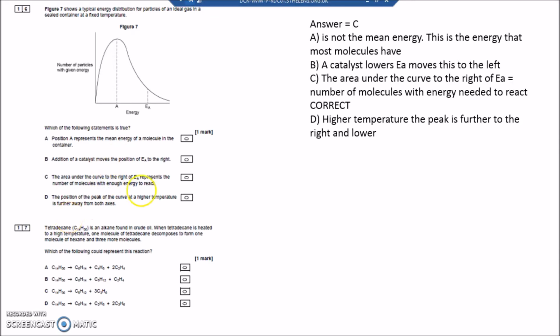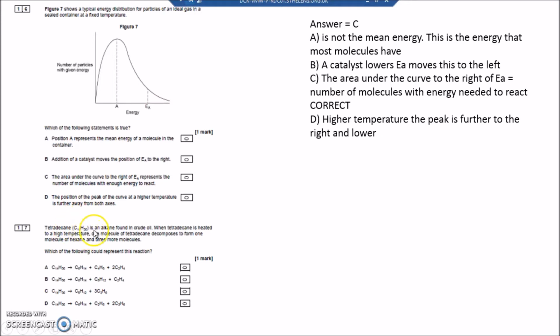The area underneath the curve to the right of the activation energy represents the number of molecules with enough energy to react. Yes, underneath the curve represents the number of molecules, and those to the right of the activation energy have got the sufficient energy to react, so C is correct. The position of the peak, let's just check D. The position of the peak of the curve at the higher temperature is further away from both axes. The position of the peak at a higher temperature now actually lowers itself, so it would come down something like that to keep the area underneath the curve the same in both cases. It would lower and then shift towards the right. So D is incorrect.